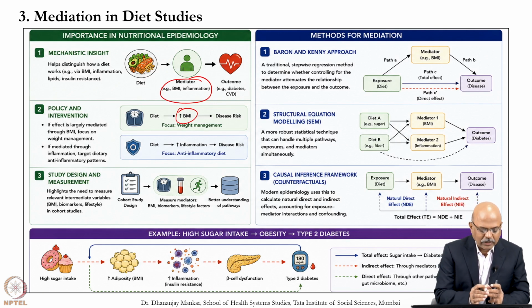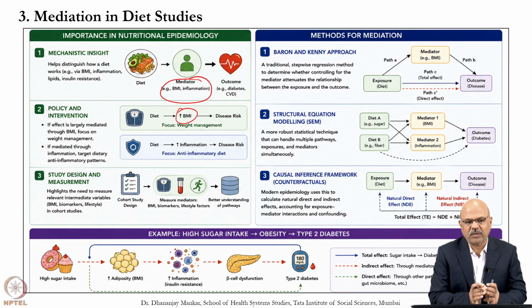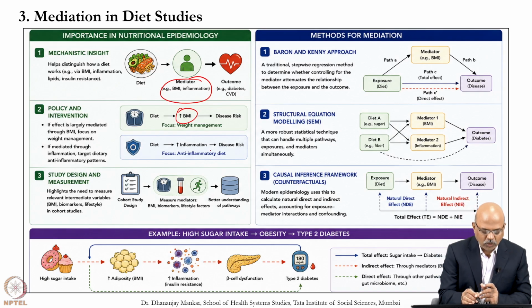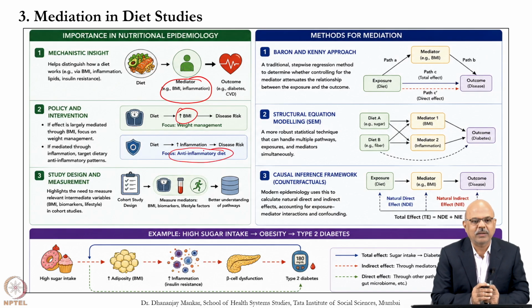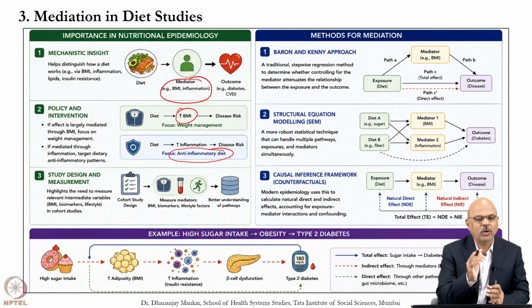Now we will understand the diet, inflammation and disease risk association. The focus here is on an anti-inflammatory diet. If you are targeting a diet that is anti-inflammatory, you may say the disease risk is low here.